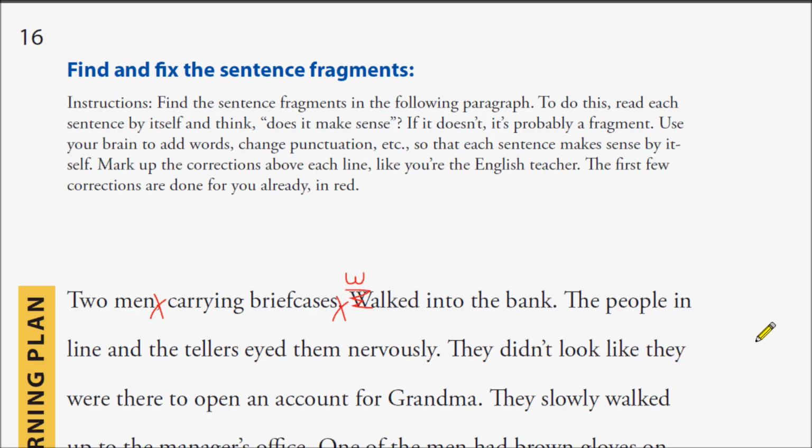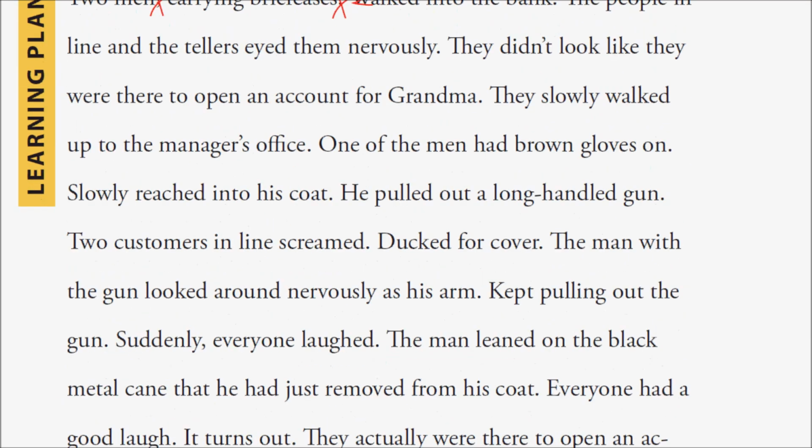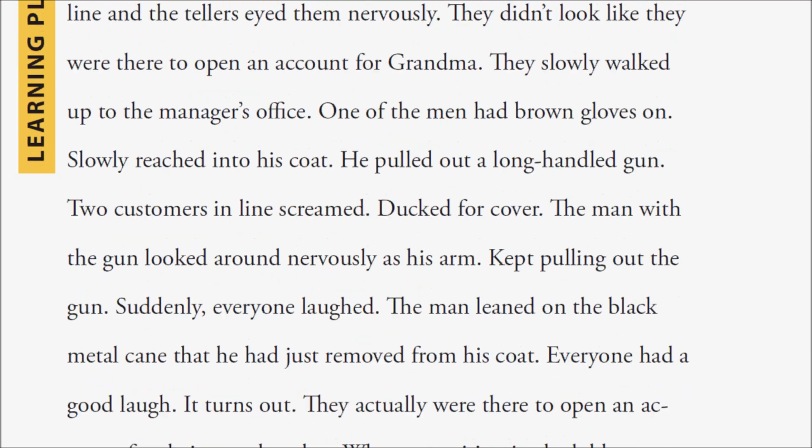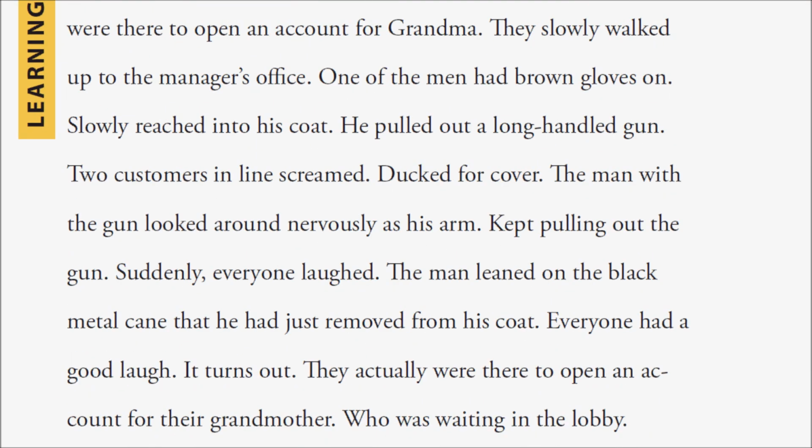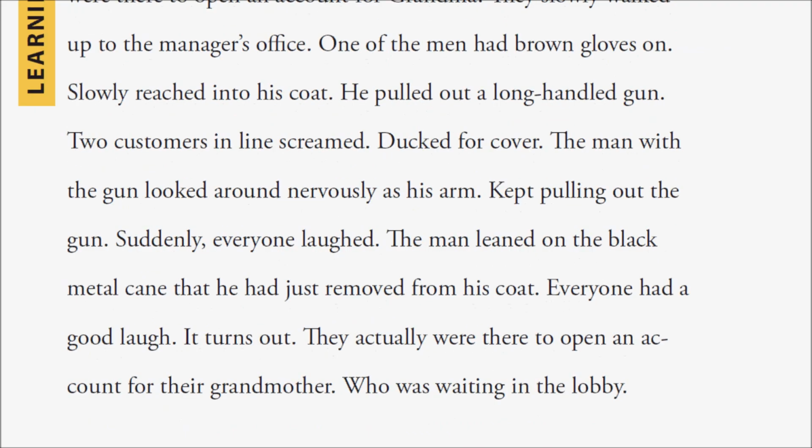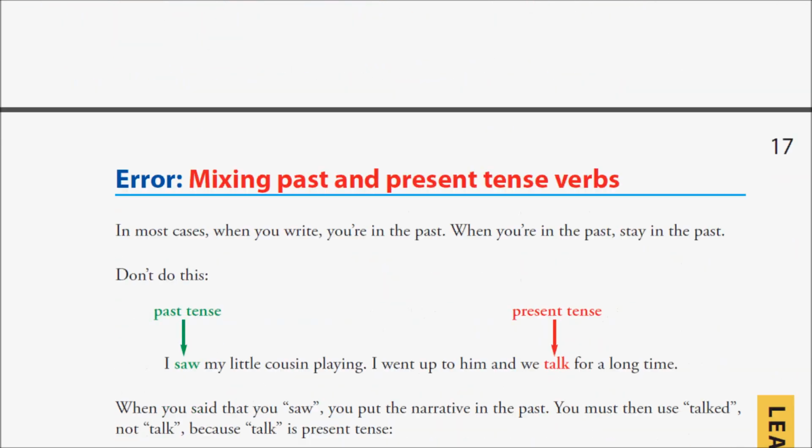Just write above it what should be, so that all the sentence fragments in this paragraph are corrected. It's not real easy to do, but just give it your best shot. You'll probably get them all right if you pay attention to it. You try to think, does this sentence by itself make sense? And if it doesn't, it's probably a sentence fragment.